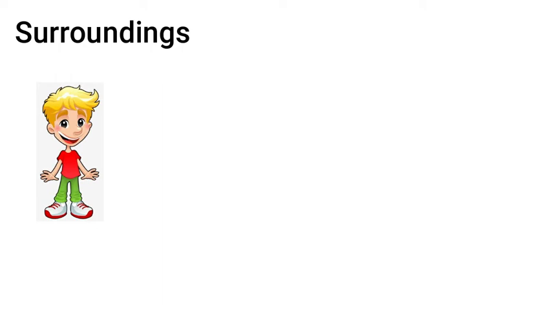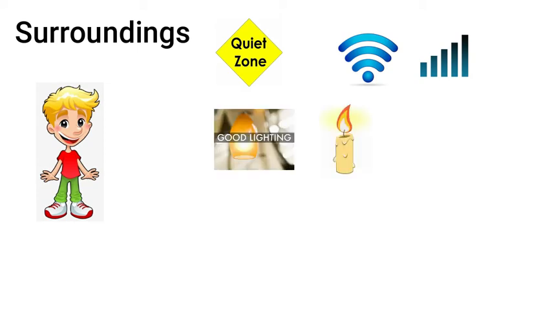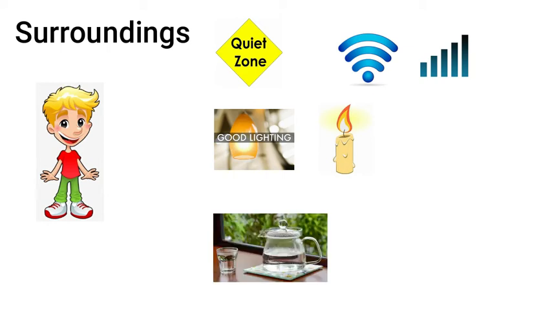My surroundings. I must ensure that I am in a quiet zone with very good internet. I must have very good lighting in my room and also a candle in case the power goes out. I should also take care to have some water next to me in case I have a cough or dry throat.